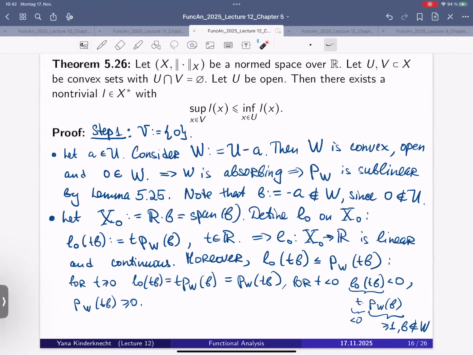Okay, so what do we have now? We have all assumptions of the Hahn-Banach theorem. So we have a subadditive functional, we have a linear function on a subspace which is dominated by a sublinear functional. So we can extend L to a linear function on the whole space, which remains dominated by the Minkowski functional. But I have to write it down on the next slide. So may I go to the next slide?